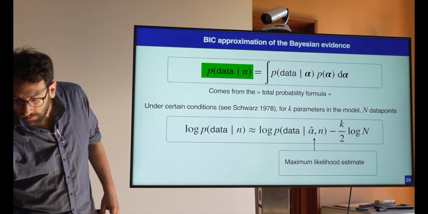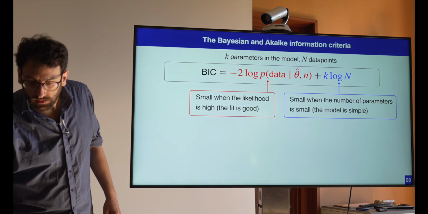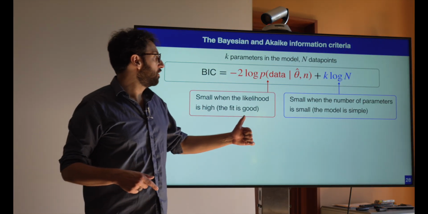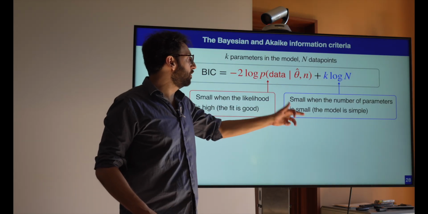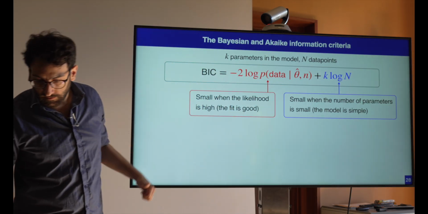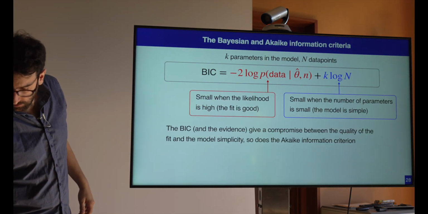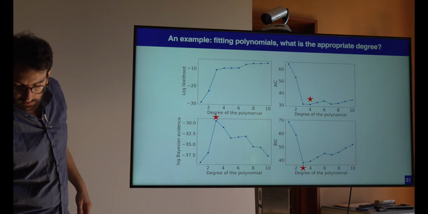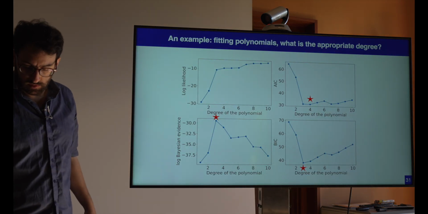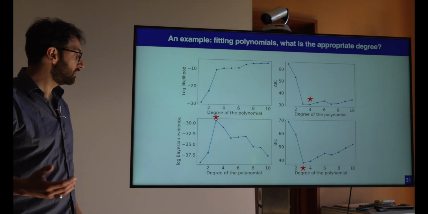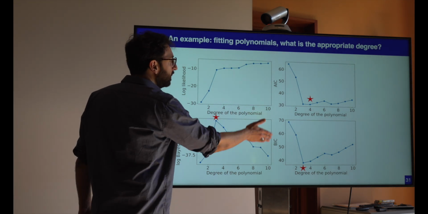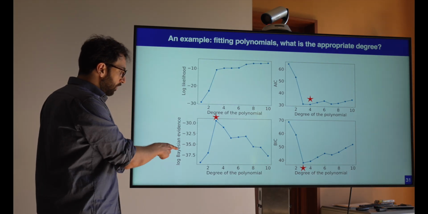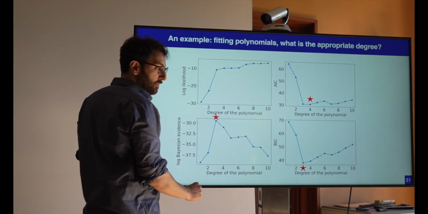So basically for each number of parameters, you have a likelihood and a number of parameters, so you have a BIC, and you have an evidence, and you have an AIC. So as a function of the number of parameters, as a function of the degree of the polynomial in that case, you have a BIC, an AIC, and a log Bayesian evidence. This you want to maximize, these two you want to minimize.